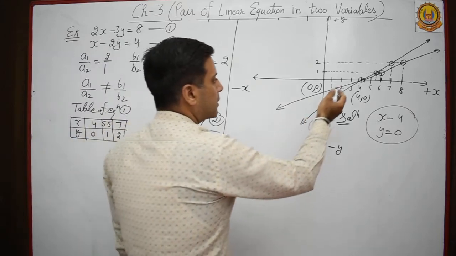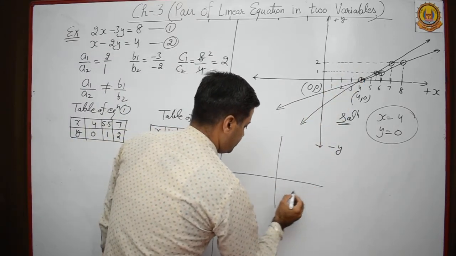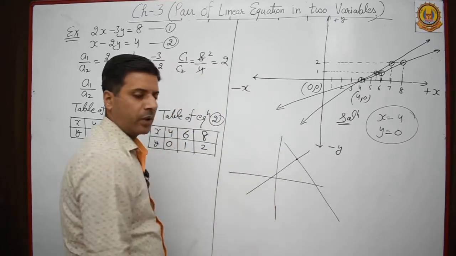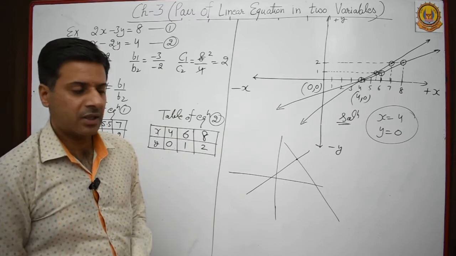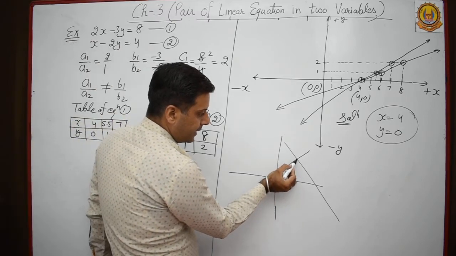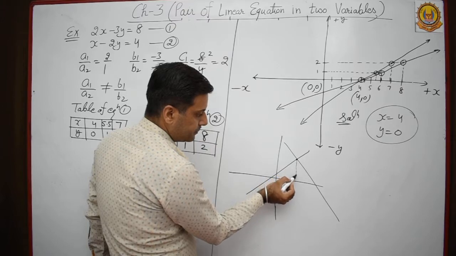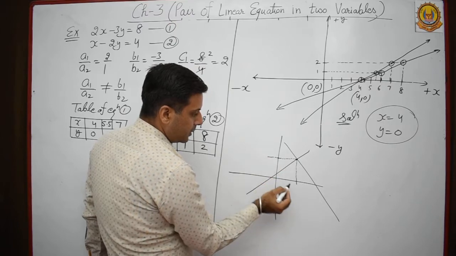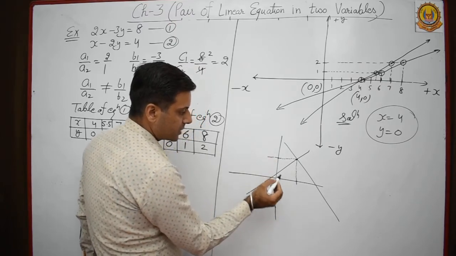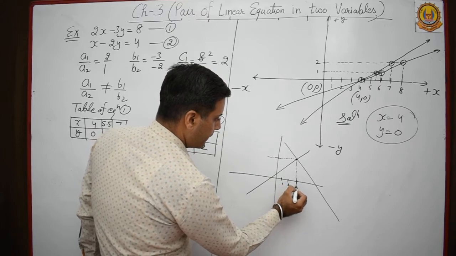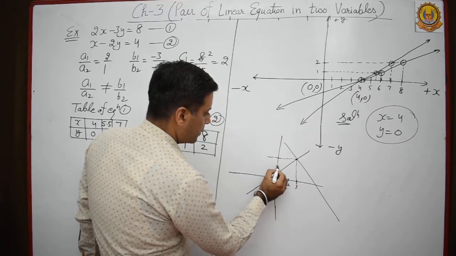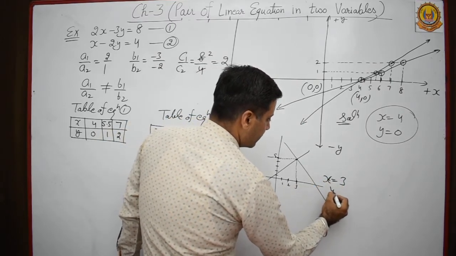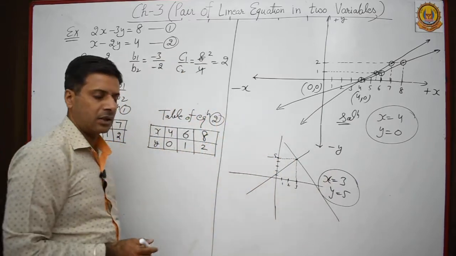Suppose I get an equation like this. Here, this is the intersecting point. So how will I get the solution of this equation? Join this point to the x-axis and y-axis like this, parallel to the x-axis and y-axis. Whatever point is there, that is called the solution. Suppose here x equal to 3 and here 1, 2, 3, 4, 5, this is 5. So x equal to 3 and y equal to 5 is the solution of the given equation.